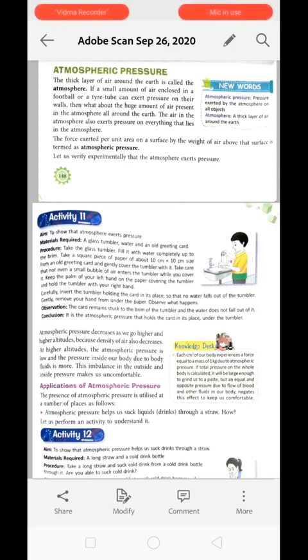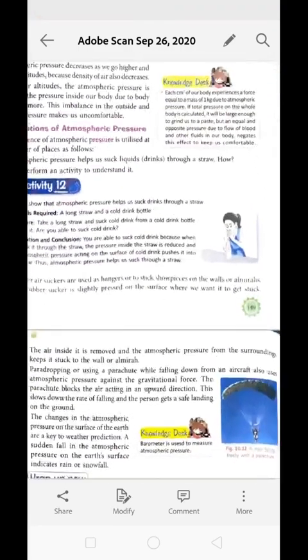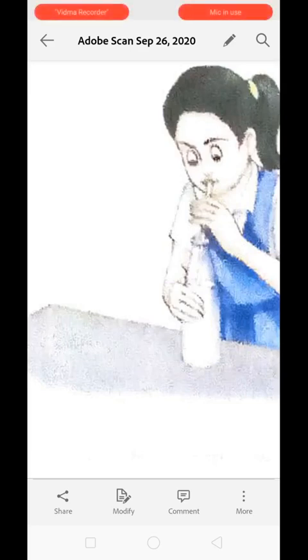Next is the application of atmospheric pressure. Atmospheric pressure helps us to suck liquid through a straw. Just see over here, the girl is sucking liquid through a straw. How does it happen? Actually, the girl is sucking the air out of the straw first. Because she is sucking out the air from the straw, the pressure inside the straw suddenly reduces, and the second opening of the straw is present in the liquid. So the liquid also flows inside the straw to balance the atmospheric pressure inside and outside of the straw. In this way, the liquid reaches the girl's mouth.